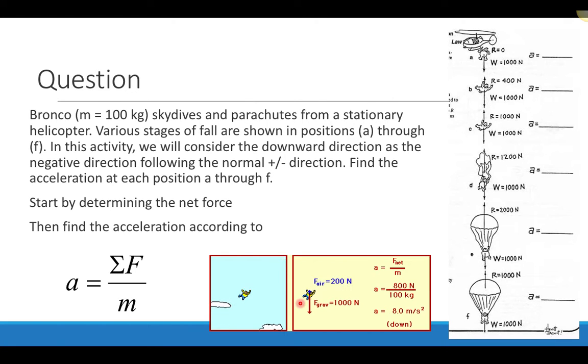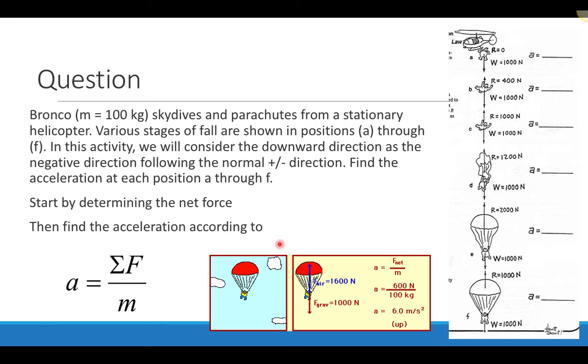All right, so this is actually an example from Paul Hewitt. So let's look at this example. We're going to do it on some other slides, but Bronco, who has a mass of 100 kilograms, skydives and parachutes from a stationary helicopter. So he's basically going straight down. And so we have different parts of his motion on the right here, where the air resistance is changing to different values, and we want to find the acceleration at each one of these points. We're going to start by determining the net force, and then we can determine the acceleration.